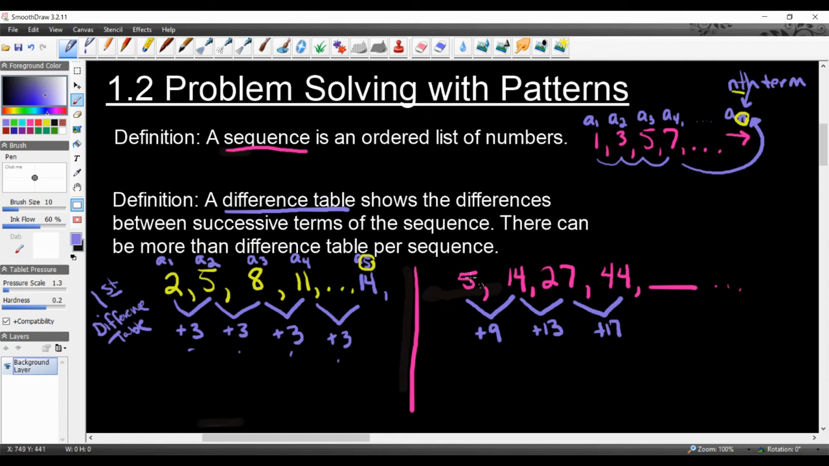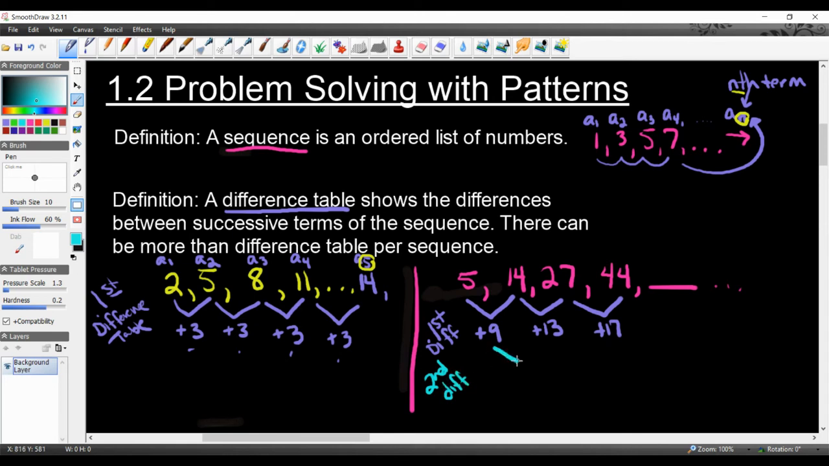Let's go ahead and mark this first. This right here is our first difference, this 9, 13, 17. We're going to have to do another one. So let's use a different color for that, and let's mark it down here. Second difference.